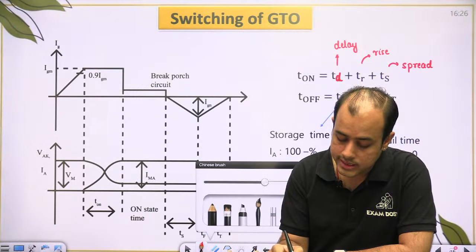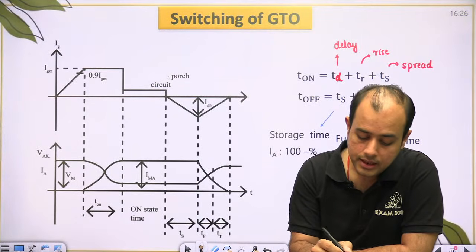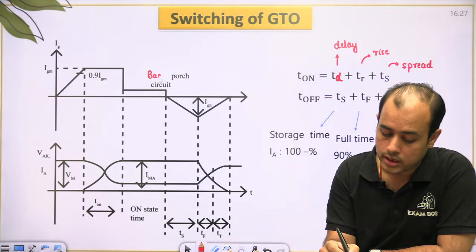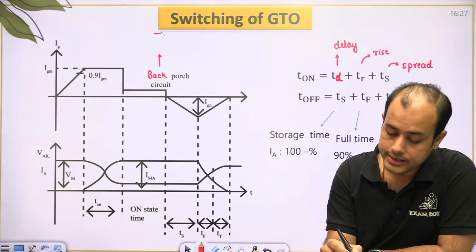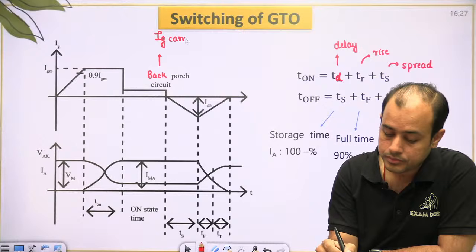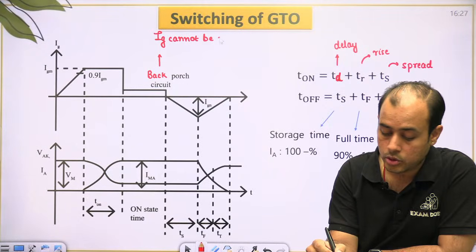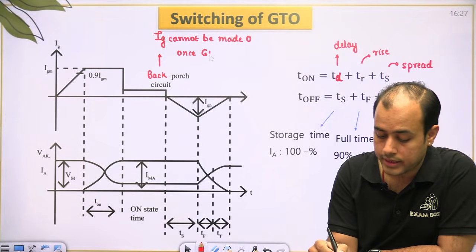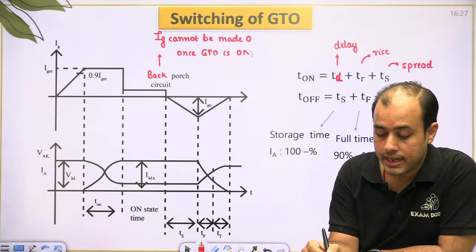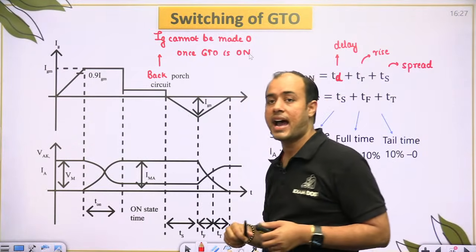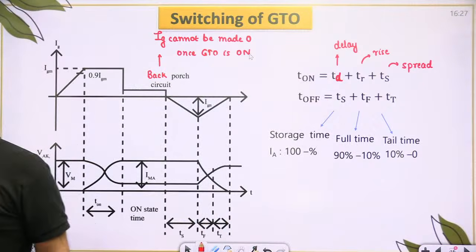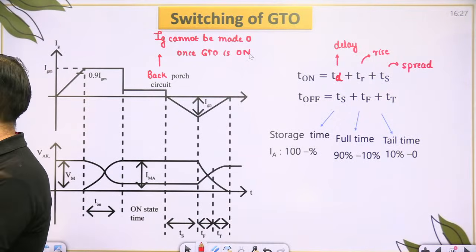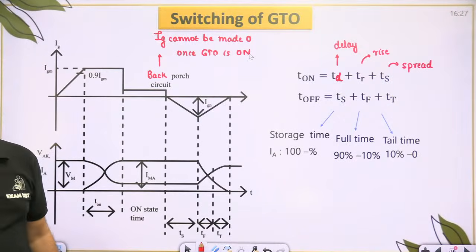But the important thing is, unlike SCR, you cannot remove the gate current after GTO turns on. ठीक है, IG cannot be made zero once GTO is on. So minimum gate current has to be maintained, that is the back porch current. Okay. Is that clear beta? So that is the difference with respect to SCR in case of GTO.